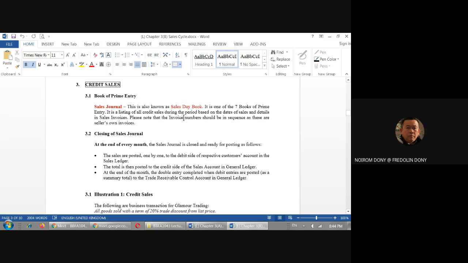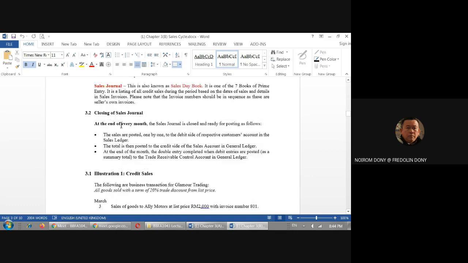Now, how do we close the sales journal? The sales journal is closed and ready for posting as follows. We have to do 2 steps. The first step is to post one by one to the debit side of the respective customer account in the sales ledger. The second step, the total is then posted to the credit side of the sales account in the general ledger. And at the end of the month, to complete the double entry, it is posted to the trade receivable control account in the general ledger.